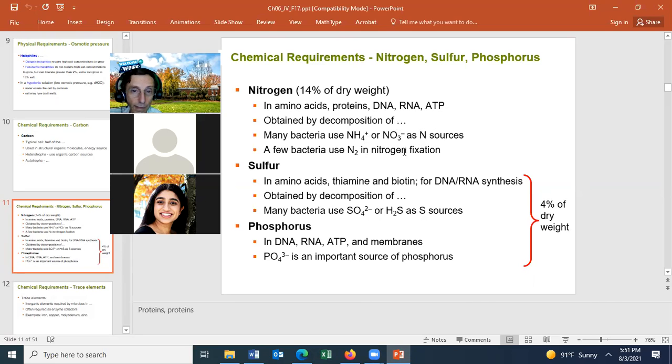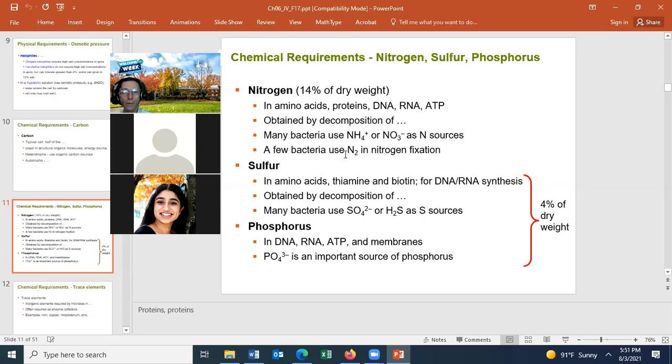A few bacteria can even fix nitrogen gas in the air, and these we call nitrogen fixing organisms, and they engage in nitrogen fixation, pulling down nitrogen from the air and then making it available to other life forms once they pulled it down. And the cell, of course, dies.